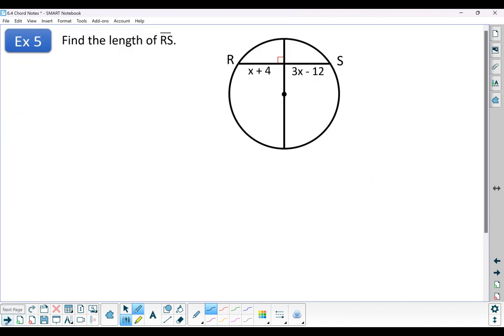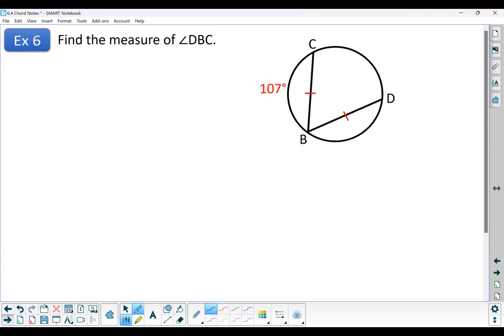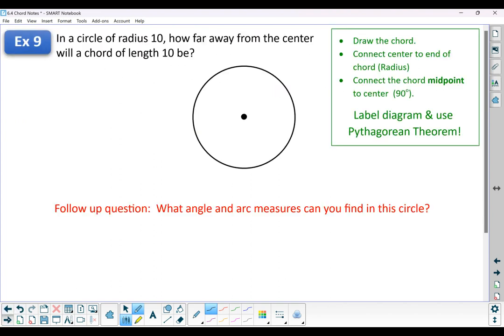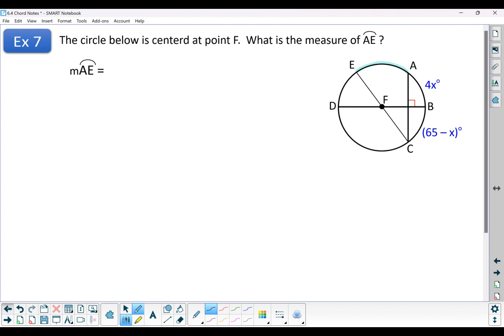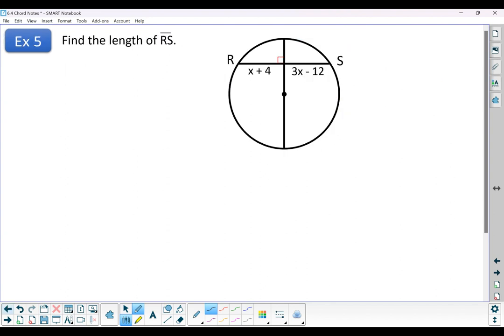We're going to now go through some mixed practice where we may need to use any one of those theorems to figure out these next 4 or 5 examples. So example 5 says find the length of RS. So our ultimate goal is to figure out how long it is from R to S. Well, we have a diameter here. It's going through the center, so this is a diameter. And this is a 90-degree angle right here.